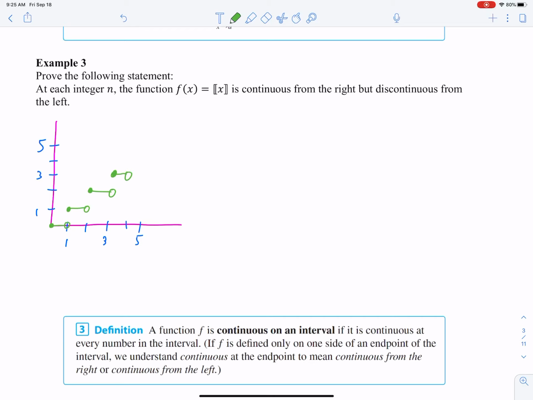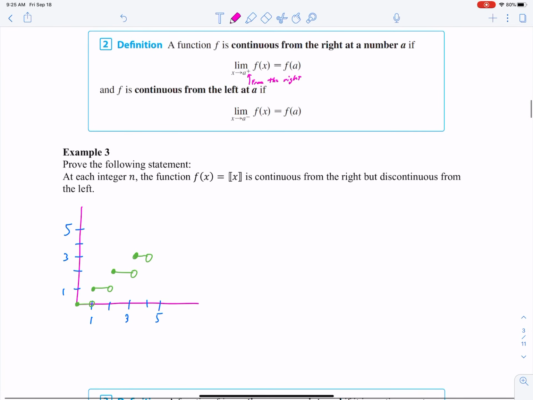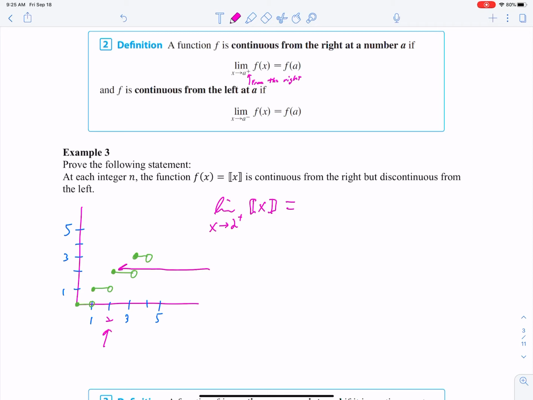Okay, etc. Right? Okay, so let's use this definition up here. The limit as x approaches a from the right of the function equals the function value at that a value. So, I don't know, let's pick 2 here. Let's let a equal 2. So let's find the limit as x approaches 2 from the right of the step function. Okay, so limit as x approaches 2 from the right. That's coming this way. The limit is 2, right? Okay.